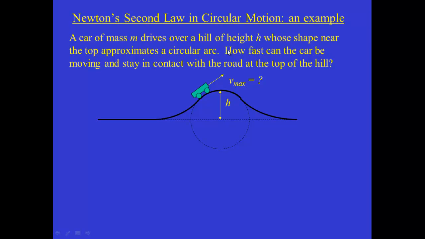The question then is, how fast can the car be moving and stay in contact with the road at the top of the hill? You might have some intuition that would say that if the car is going up over this hill too fast, it may actually fly off the road surface at the top. So what we want to know is, how fast can it travel at the top and still remain in contact with the road? And now I'll switch over to my notepad so that I can show you the solution to this problem.